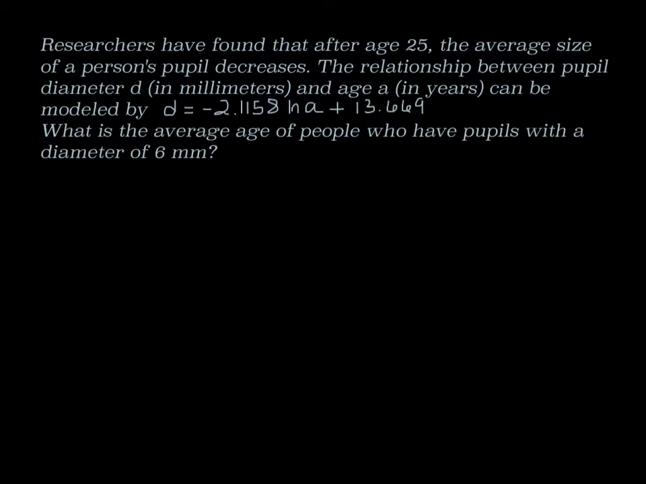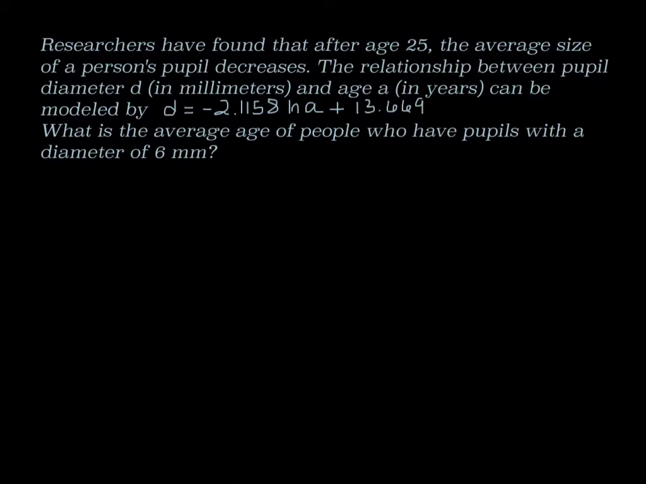Alright, next example. This one I found in a book, so I don't know if this is true or not, but researchers have found that after age 25, the average size of a person's pupil decreases. The relationship between pupil diameter, d, in millimeters, and age a in years can be modeled by d equals negative 2.1158 natural log of a plus 13.669. What is the average age of people who have pupils with a diameter of 6 millimeters?